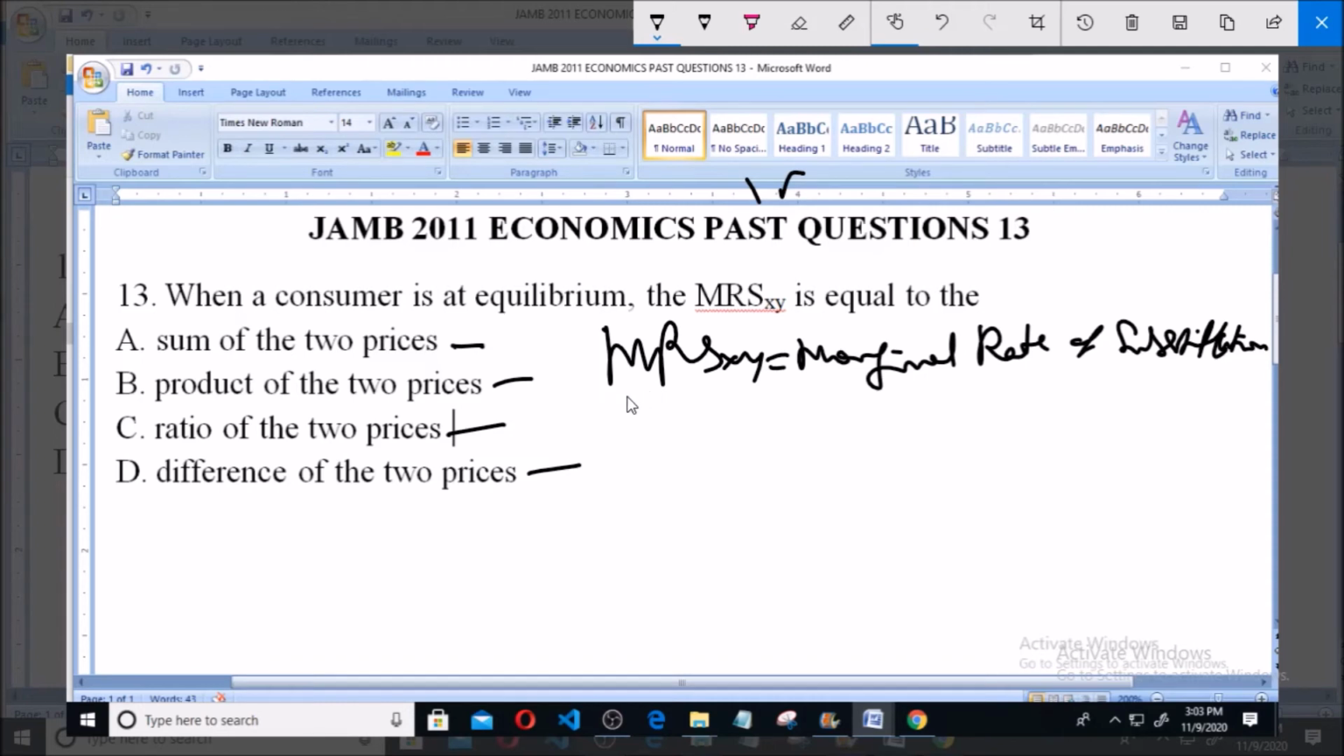So from our question and our options, when a consumer is at equilibrium, the MRS is equal to the sum of the two prices. So option A is the correct option.